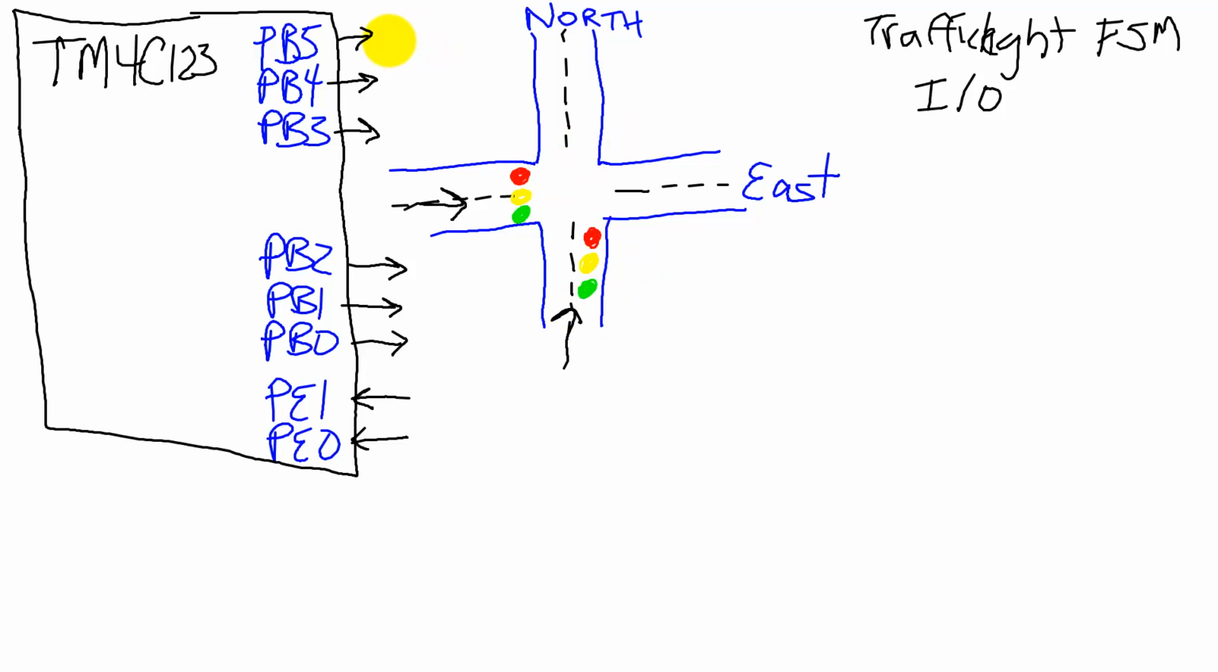So we're going to connect up 3 bits to the light that's going east, and we're going to connect 3 bits for the light that's going north. So what we have is a 6-bit output.